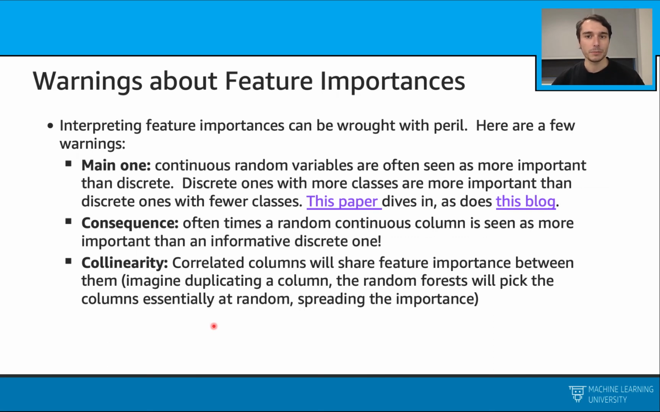And if you want to dive deeper, there is this paper and there is this blog post that explains this in greater detail. And we have a consequence here as well. For example, if you make an experiment and create a dummy column with just random continuous values in it, you may see that that column actually picks up a lot of feature importance because of this phenomenon here. Similarly, collinearity is a problem. For example, if you have some correlated columns, they will also share this feature importance. And these are the things that you may expect to see from your feature importance calculations.